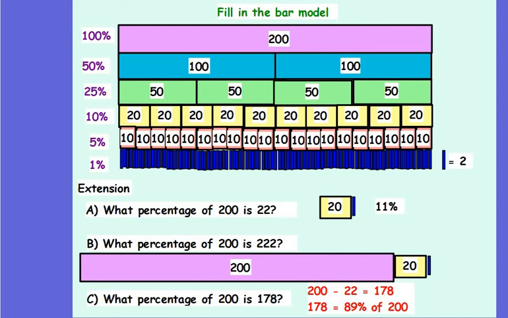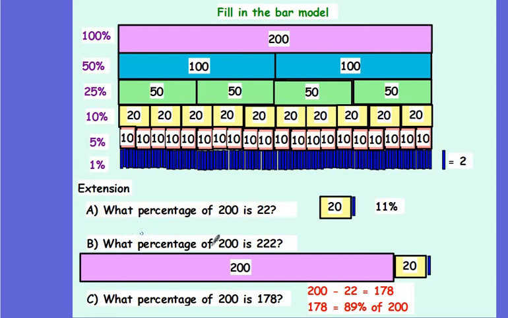And here's the bar model fully filled out. All the different percentages are in there. You need to have this in your light blue books because we're going to use it later. I asked you as an extension question, what percentage of 200 is 22? Well, to make 22, I needed one of my yellow boxes, which was 10%, and one of my little blue boxes, which was my 2, and that gave me 11%.